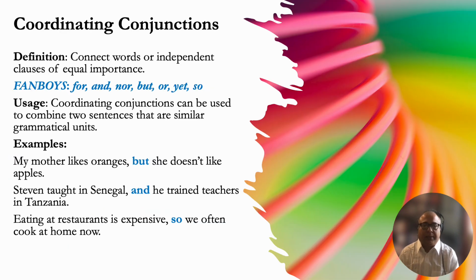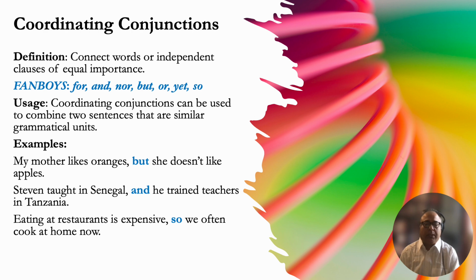Okay, so the first type is coordinating. Coordinating conjunctions are words that connect independent clauses, like 2 complete sentences. The term that is very popular among English language teachers is FANBOYS, and they use this when they teach conjunctions to their students. Each letter in FANBOYS stands for a conjunction: for, and, nor, but, or, yet, and so.